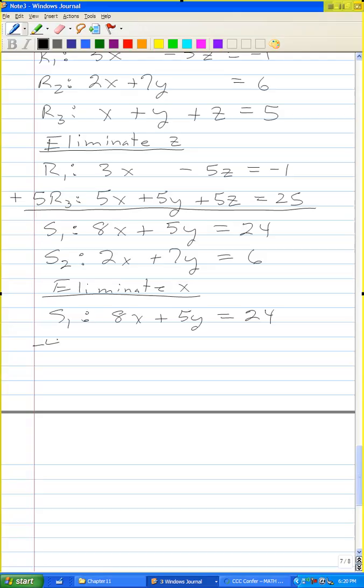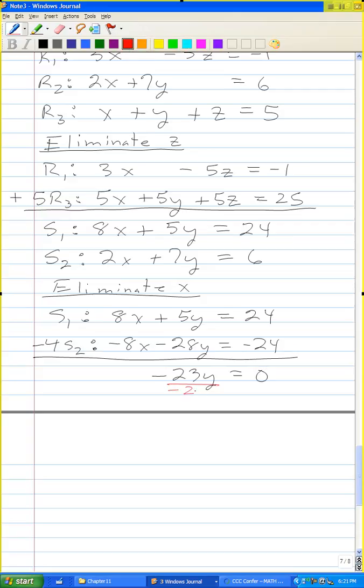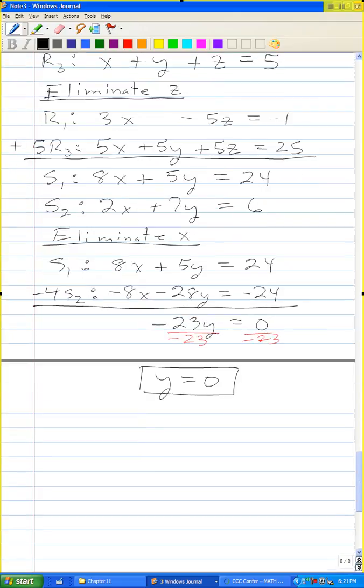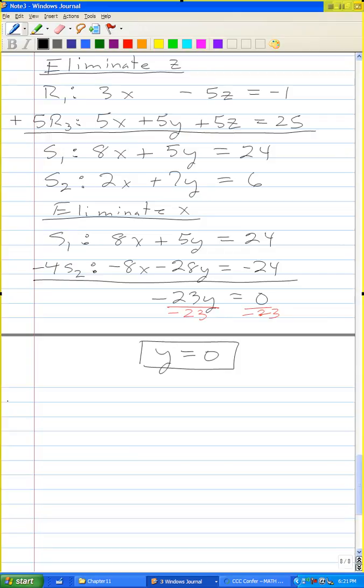Let's multiply by negative 4. S2: negative 8x, negative 28y equals negative 24. Let's add. And so the x's cancel. I get negative 23y equals 0. Divide by negative 23. And so I get that y is 0. And so let's use S1 to determine x.